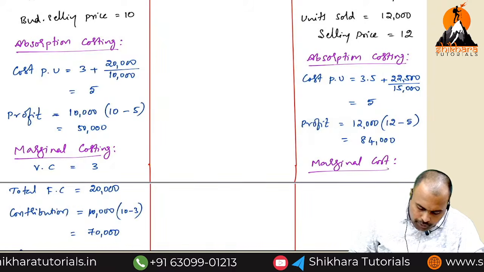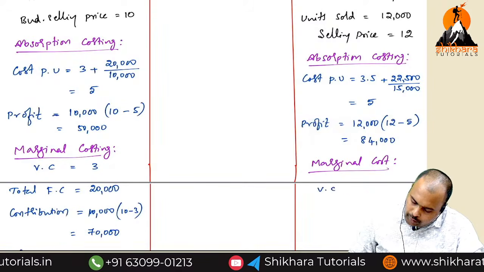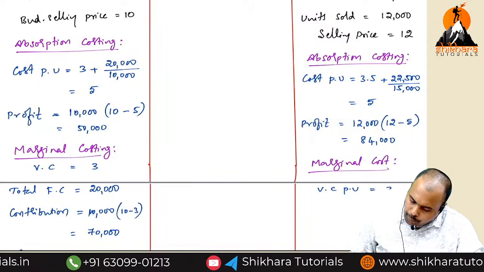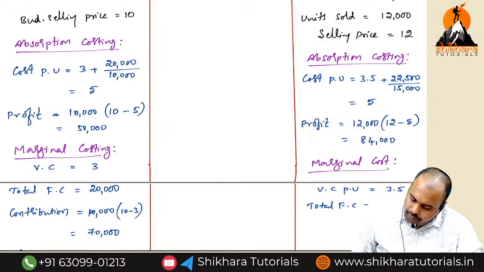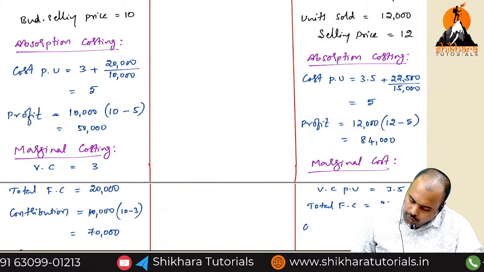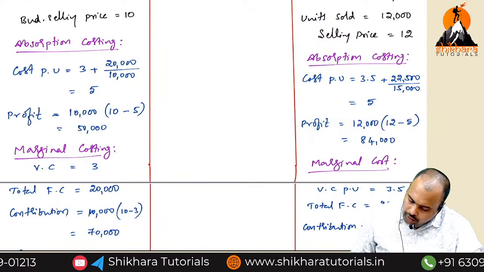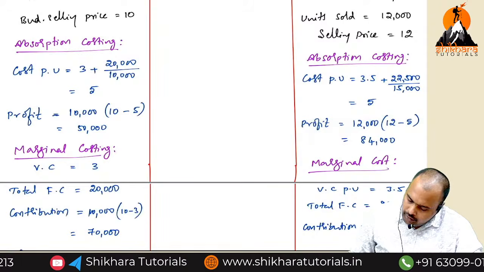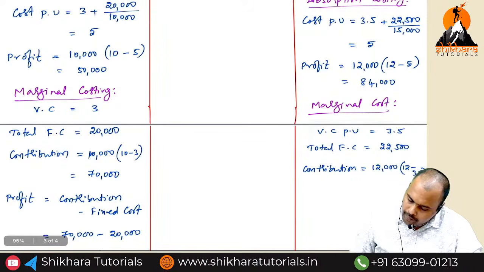They will not club variable cost and fixed cost. Then what is variable cost per unit? 3.5. What is total fixed cost? 22,500. Now first contribution. First they always calculate contribution, which is equal to 12,000 units they sold it for 12 minus 3.5.